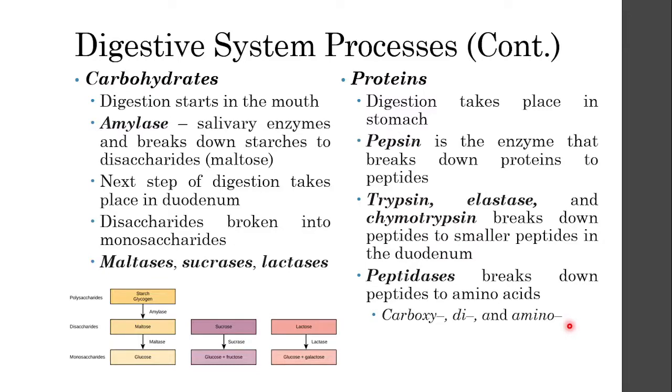There are different types of peptidases. We have the carboxypeptidases, which are also secreted by the pancreas. We have dipeptidases and aminopeptidases. So these three peptidases are the ones breaking down peptides into the individual amino acids.